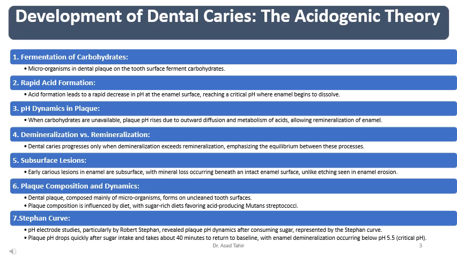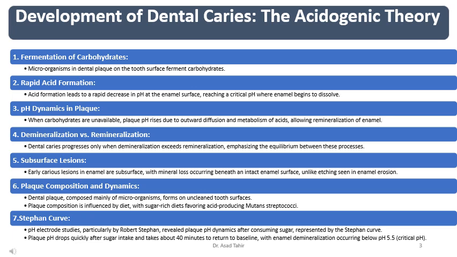pH dynamics in plaque. When carbohydrates are not available, the pH of the plaque rises due to the outward diffusion and metabolism of acids. This rise in pH allows for the remineralization of enamel, which helps repair minor damage. Demineralization versus remineralization. Dental caries progress when demineralization, the process of minerals being stripped from the enamel, outweighs remineralization, the process of minerals being added back to the enamel. Maintaining a balance between these processes is crucial for dental health.